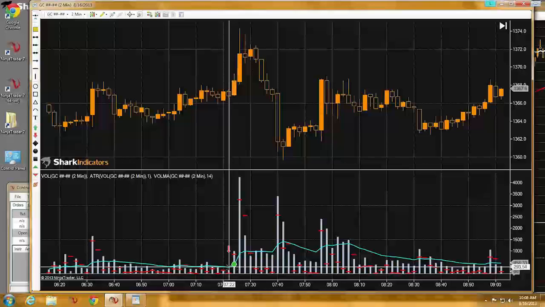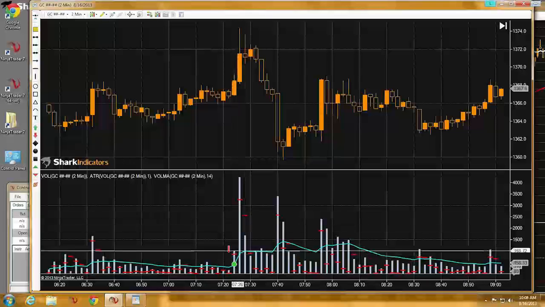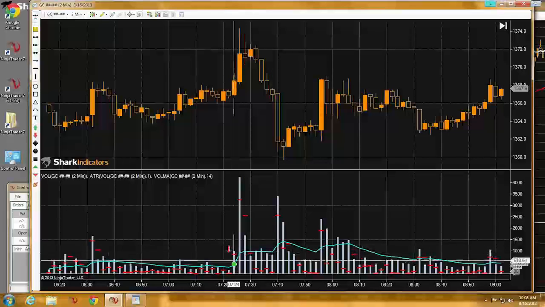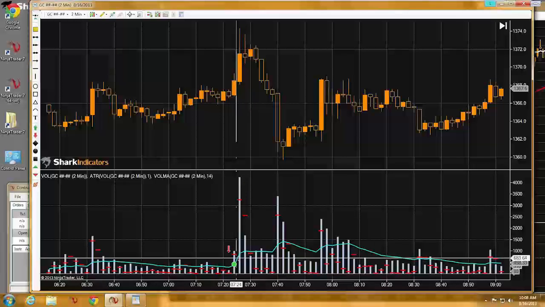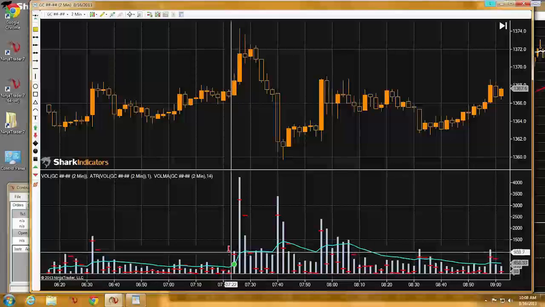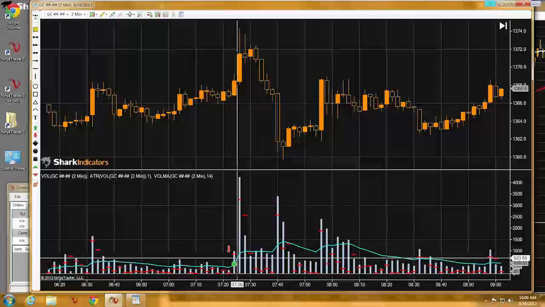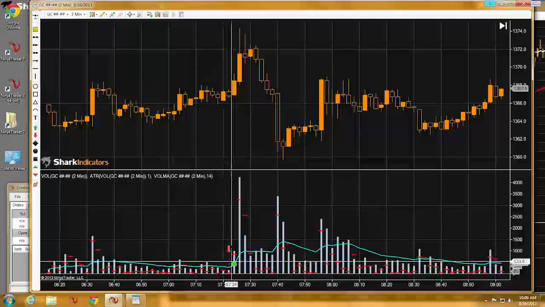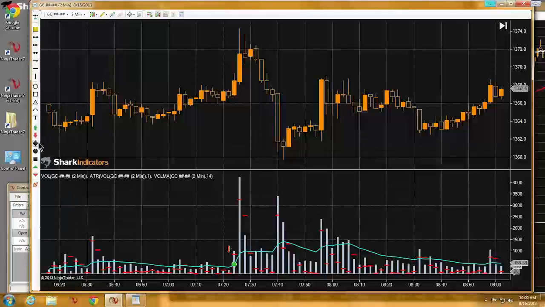So the ATR is the red hash now. This volume here is clearly twice the volume of the previous. Actually, no, I'm sorry, it is working. That's right, the volume did exceed our ATR, and the volume did exceed the volume moving average. So it looks like this combination of logic actually might be working.